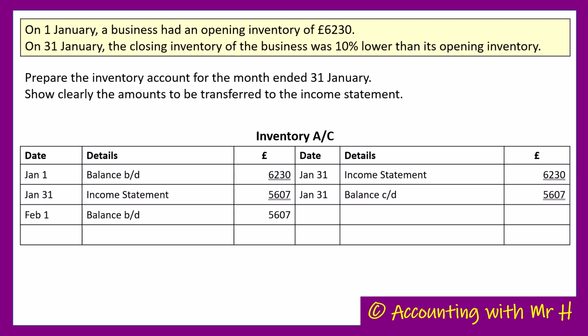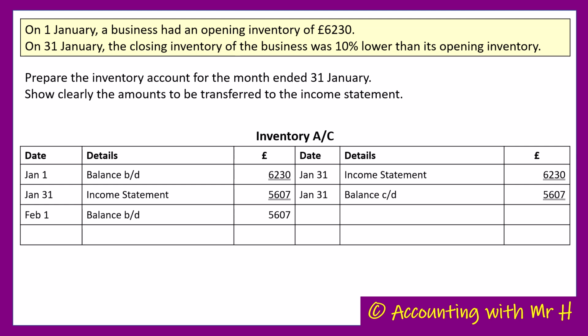And if I'm bringing that down on the debit, I must be carrying it down on the credit. And then the other missing figure is the income statement again. As you'll know, in the cost of sales section of an income statement, at the end of the cost of sales section, we need to subtract the closing inventory, which in this case is the 5607. That's why we have two income statement figures in here. One is the opening inventory, one is the closing inventory, because those two figures are both needed in the cost of sales section of the income statement.